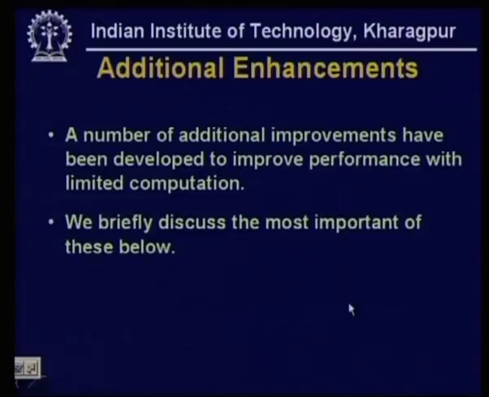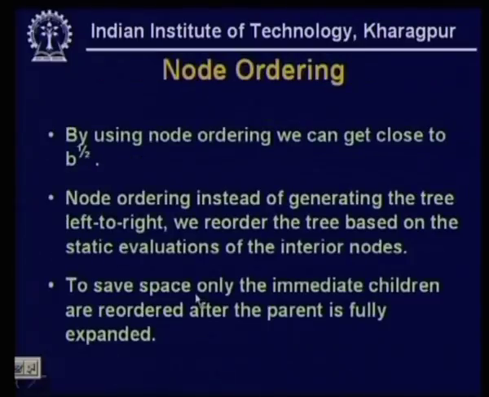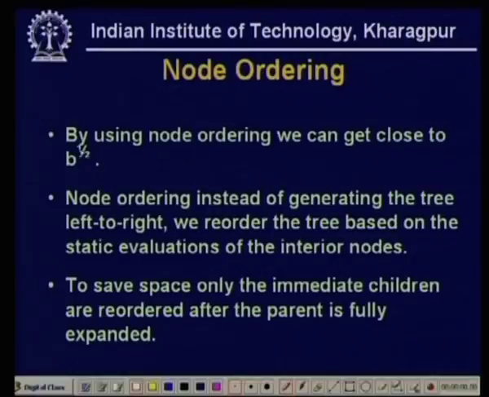Additionally, a number of improvements have been developed to improve performance with limited computation. So, we will briefly discuss some of the other issues that people have come up with for game trees. As I already mentioned, by using node ordering, using the static evaluation function or the current value etc., we can get close to order b to the power d/2. So, the effective branching factor would become root b.